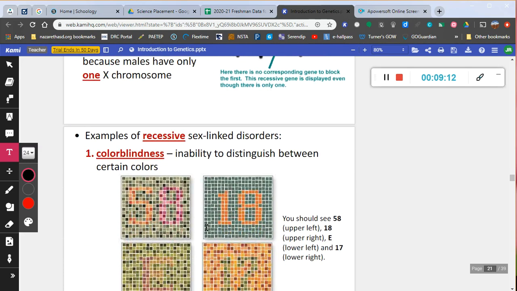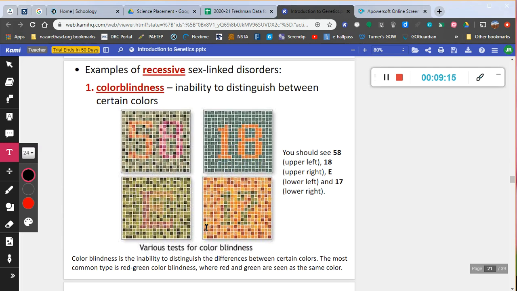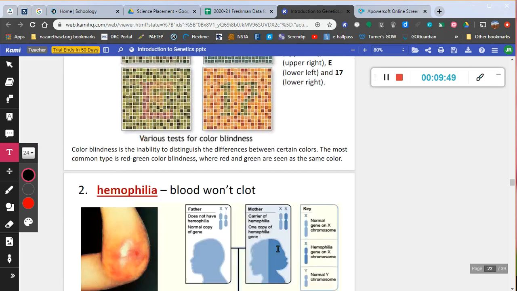Some examples of recessive conditions that you are, I'm sure, most likely familiar with are color blindness. Color blindness is a sex-linked trait. It is a phenotype that affects males more so than females. You can have red-green color blindness, blue-green color blindness, and there's even red-yellow color blindness. You may have gone to the eye doctor and been given one of these color blindness tests before. You should be able to see numbers in between all of these colored tiles.